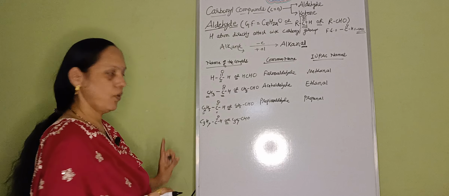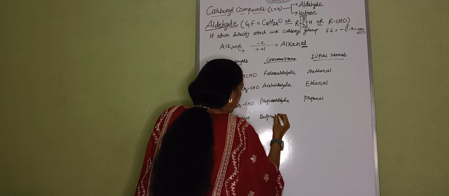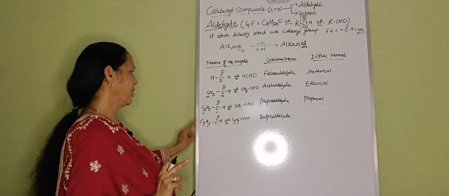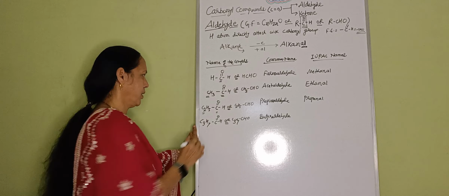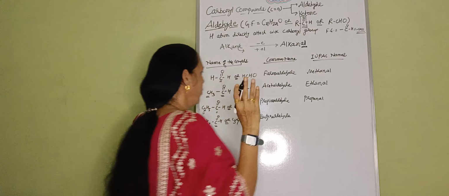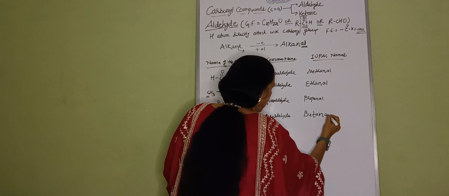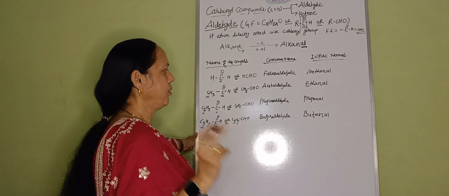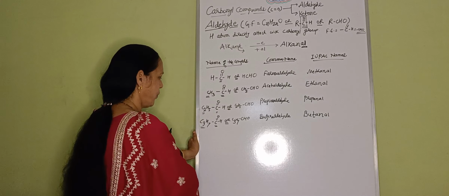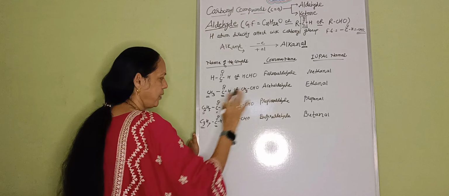Okay. Now 4 members are there. 3 and 1, 4. For 4 carbons the common name is butyraldehyde. Now IUPAC nomenclature, 3 carbon plus 1 carbon. Total how many carbons now? It becomes 4 carbon. 4 carbon alkane was butane. E is replaced by Al. So what was the name of the compound? Butanal.